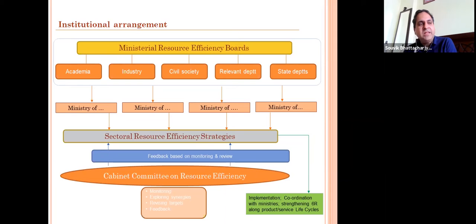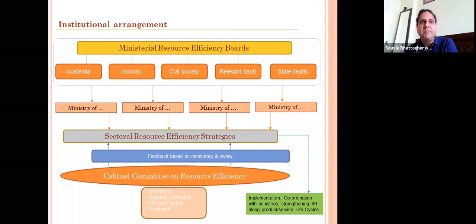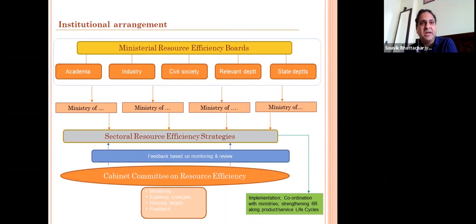Think of it. And then you have the inter-ministerial coordination committee. It can be either led by the Niti Aayog or an empowered committee formed by the cabinet secretariat, where you have 5 or 6 key ministers from the cabinet who can actually monitor and see the implementation process. And they look at the coordination with the ministries, strengthening the 6R along the product life cycles, monitoring and exploring the synergies, revising the targets as and when we move on, and taking feedback, again, the way we had discussed earlier.